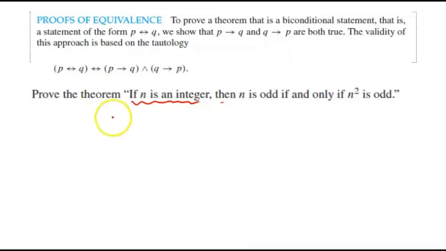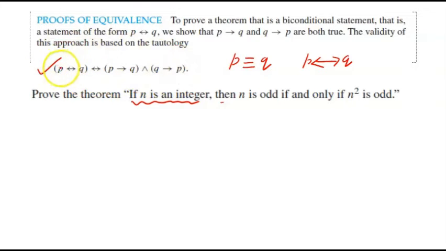Proof of equivalence. So what is proof of equivalence and what is the point that I want to highlight here? Sometimes we may come across a situation where we are asked to prove that two statements P and Q are equivalent to each other. There may be a situation where we have to prove a biconditional statement. Biconditional means that P implies Q and Q implies P. To prove this biconditional statement, we use this approach which is based on this tautology.